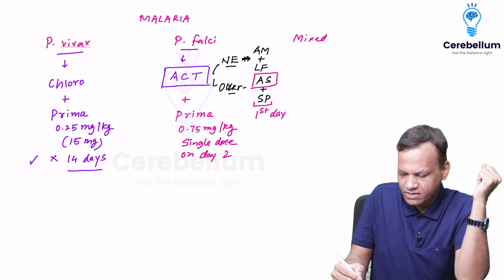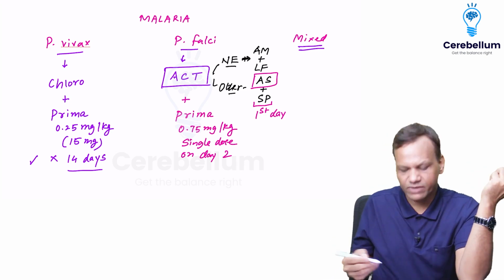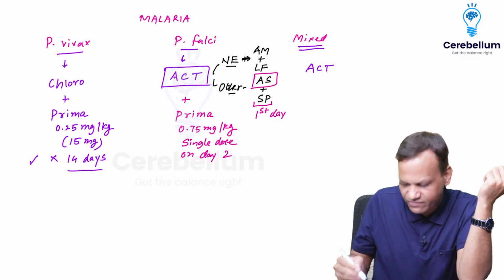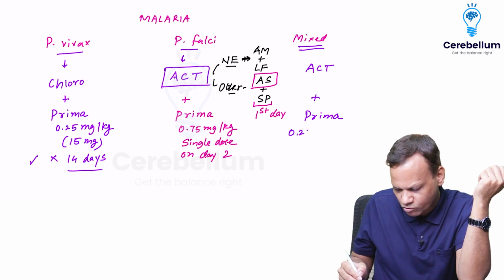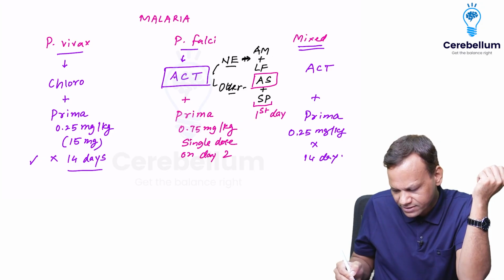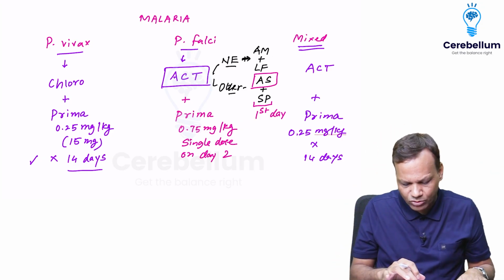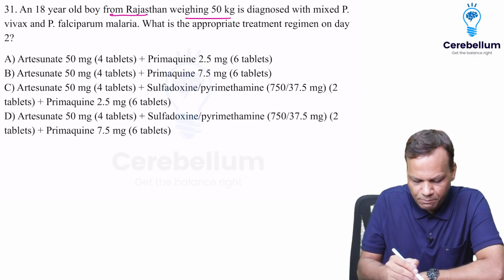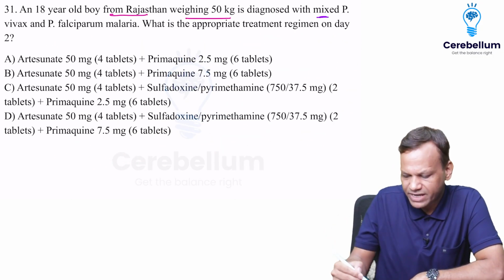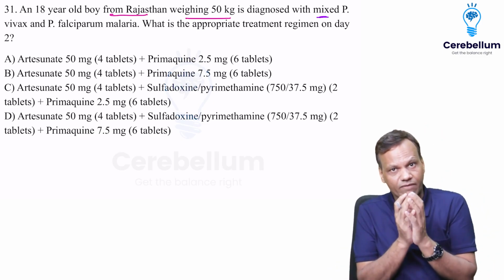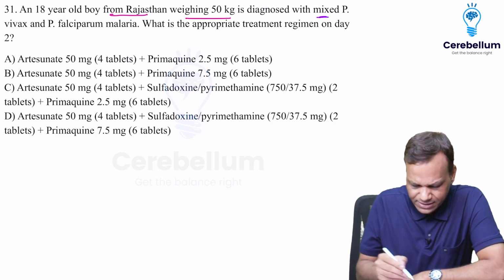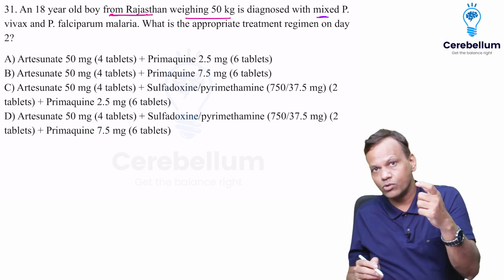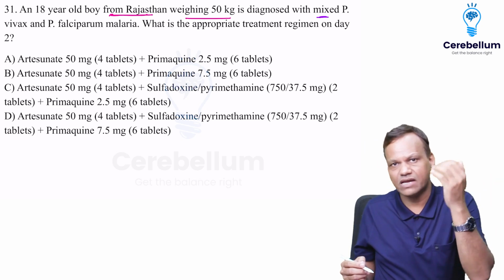Okay. Now, if it is a mixed infection, then a combination will be given. That means ACT as discussed in falciparum, but primaquine as discussed in Vivax, that means 0.25 milligram per kg for 14 days. So that is the important thing you need to understand. Now coming back to the question. In the question, it is mixed malaria. Mixed malaria means we have to give ACT and primaquine for 14 days. Then second thing is, it is from Rajasthan, so ACT will include artesunate plus sulfadoxine pyrimethamine.